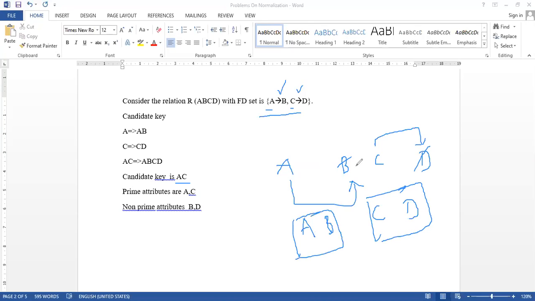What about the remaining attributes A and C? So keep A and C in a separate table. Okay, now it is converted into BCNF, right?